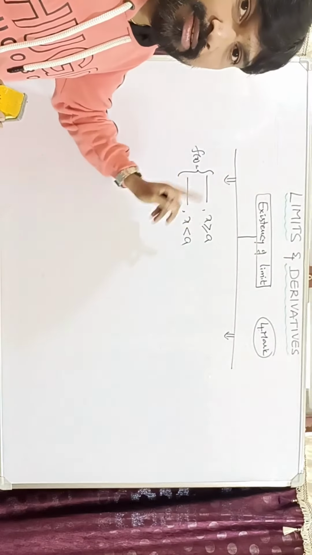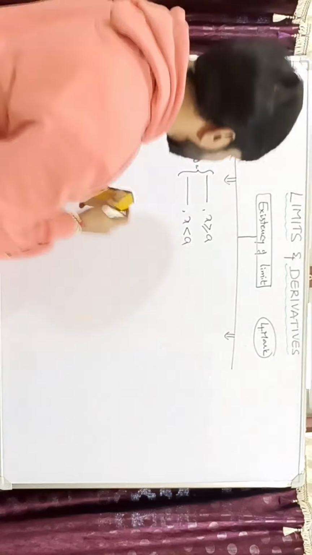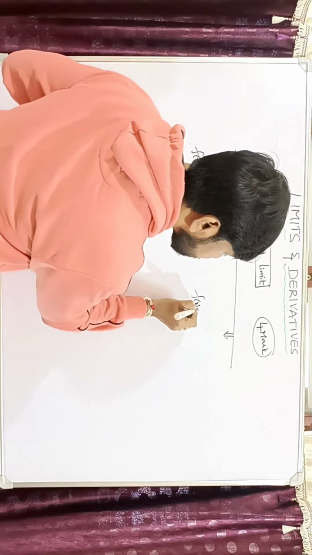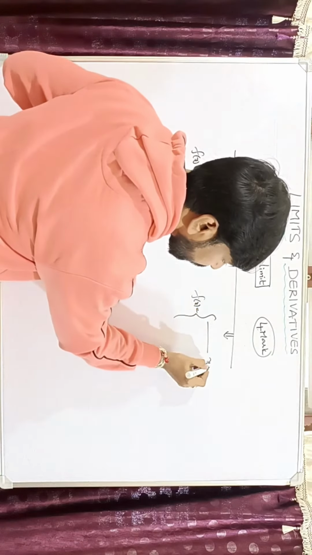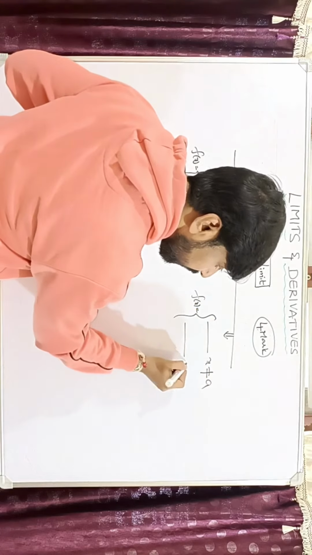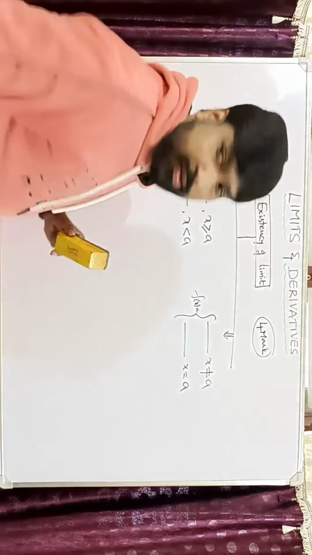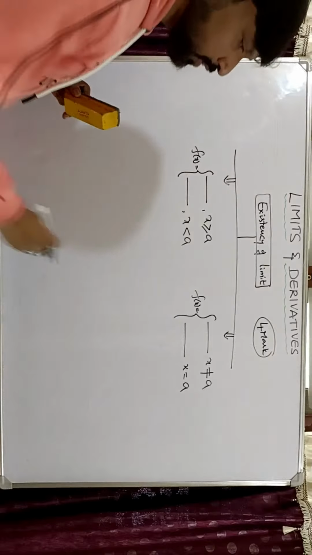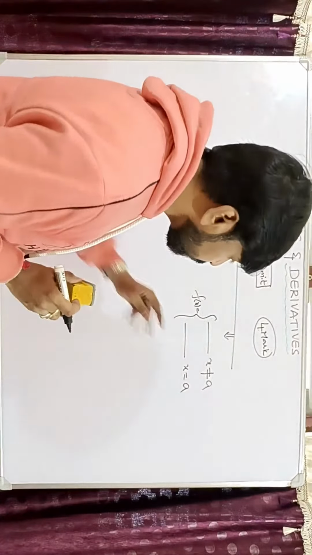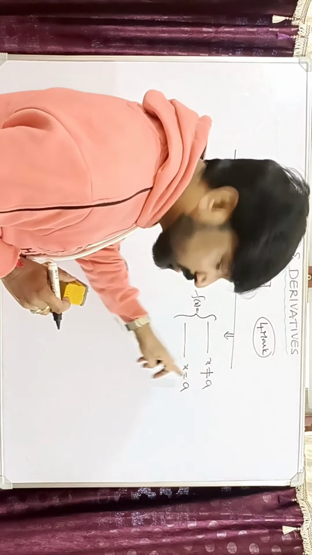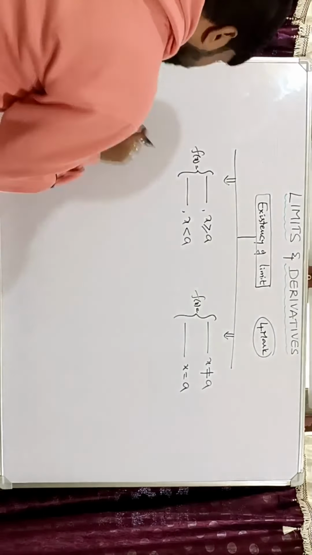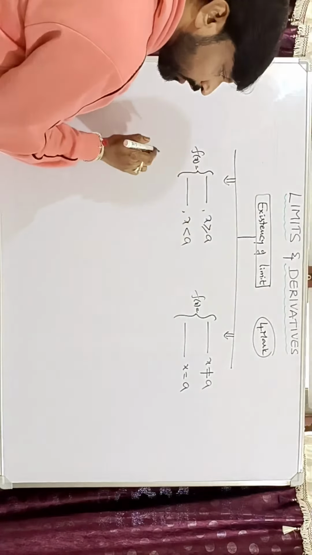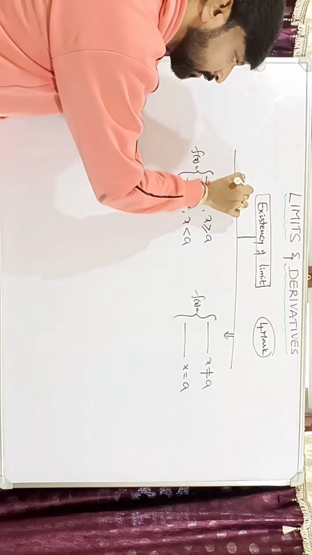First focus on this: is it the greater than/less than model, or the not equals to a, equals to a model? Not equals to model, greater than less than model, not equals to model. So this is very clearly the not equals to model, and this is the greater than less than model.